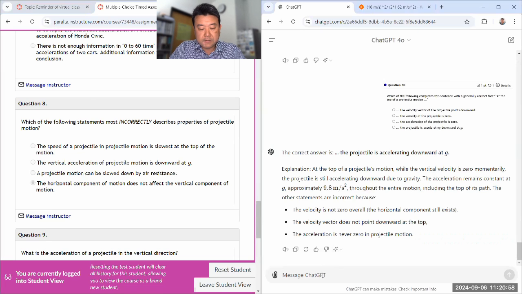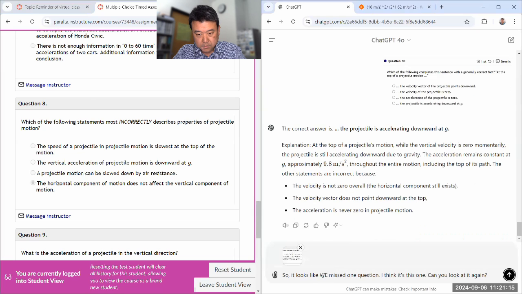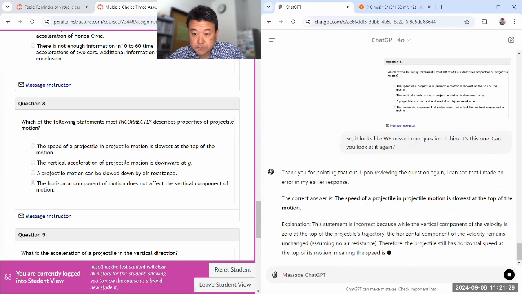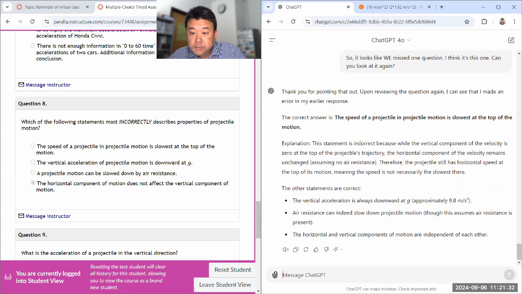you could ask ChatGPT something like this. So it looks like we missed the one question. I think it's this one. Can you look at it again? Let me see if it'll correct itself and say the third statement is the one that's actually incorrect and therefore the correct answer. Yeah, that is correct, but it doesn't contradict this. Speed is still the slowest. It might not be zero, that's fine, it's still the slowest.